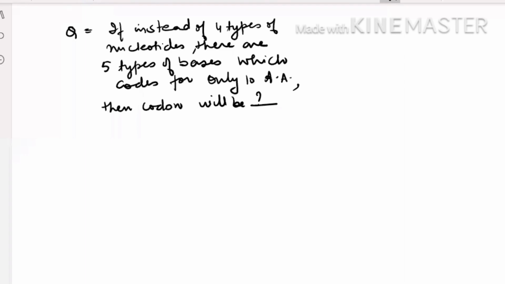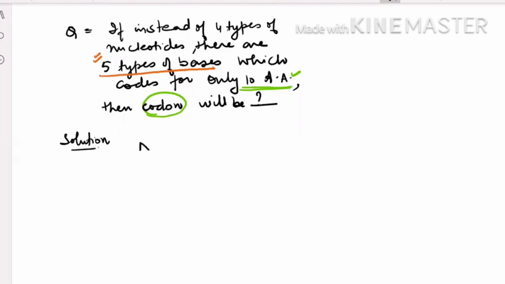Now see one question for practice. Suppose instead of 4 types of nucleotides, they give you 5 types of nucleotides, and they ask that these code for only 10 amino acids. So what will be the nature of the codon? Will it be singlet, doublet, triplet or quadruplet? What will be the nature of the codon? Now see how to solve such questions. See the solution here.